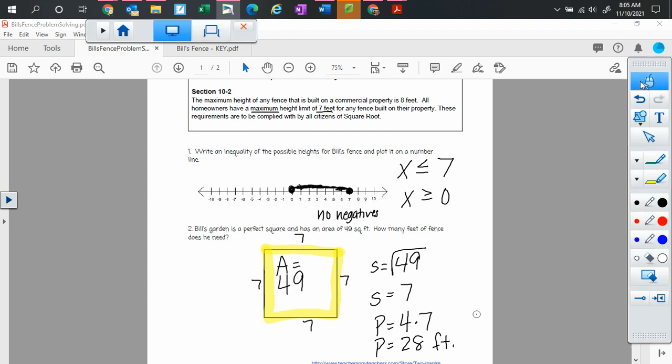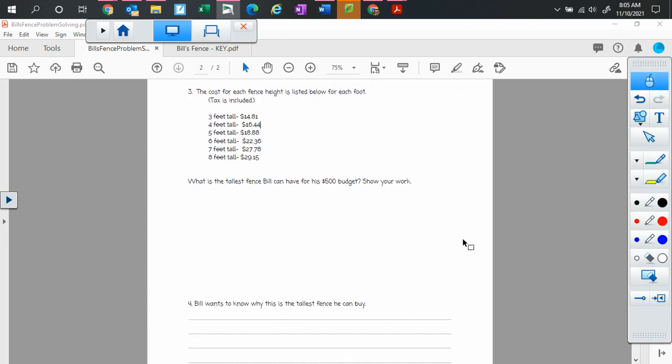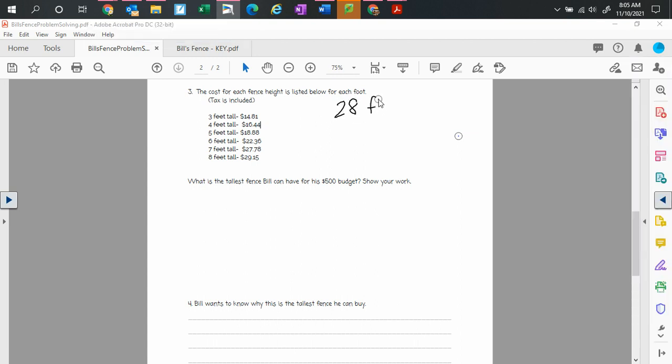I'm going to go ahead and move to the next part of the problem. Yours is on the same screen. Mine is on 2 separate ones, though. So the cost for each fence is listed below for each foot. Keep in mind from just before we found out that he needs 28 feet of fence. So when he needs 28 feet of fence, we can only pay a certain amount of money in order to keep him in his budget.